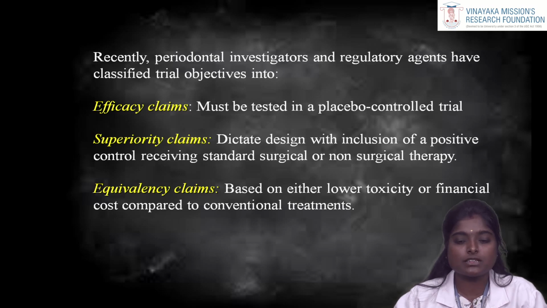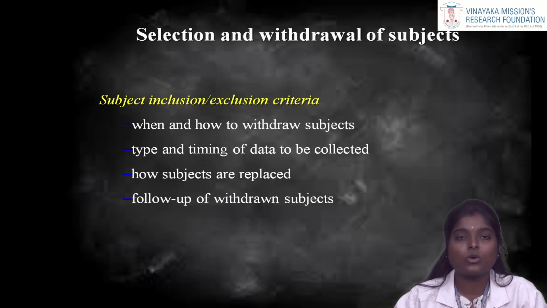Efficacy claim must be tested in a placebo-controlled trial. Superiority claim is dictated by a design with inclusion of a positive control receiving a standard surgical or non-surgical therapy. Equivalence claim is based on either lower toxicity or financial cost compared to conventional treatments. So on this basis you have to select your controls.